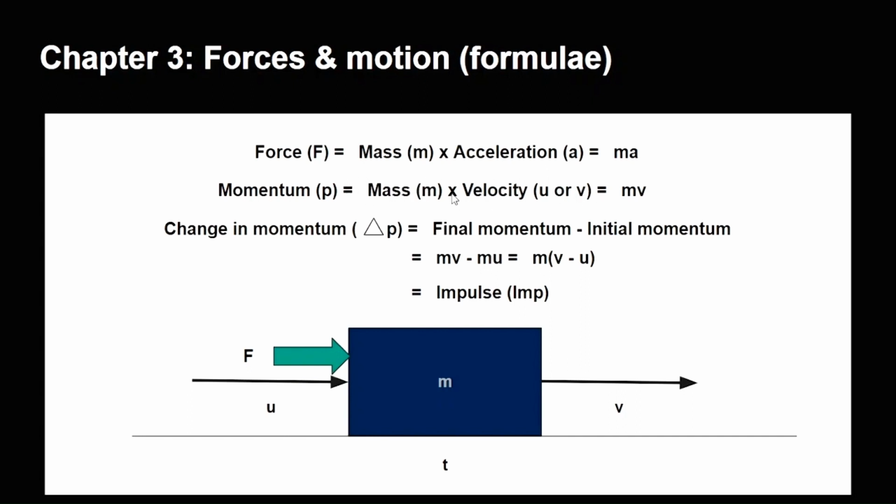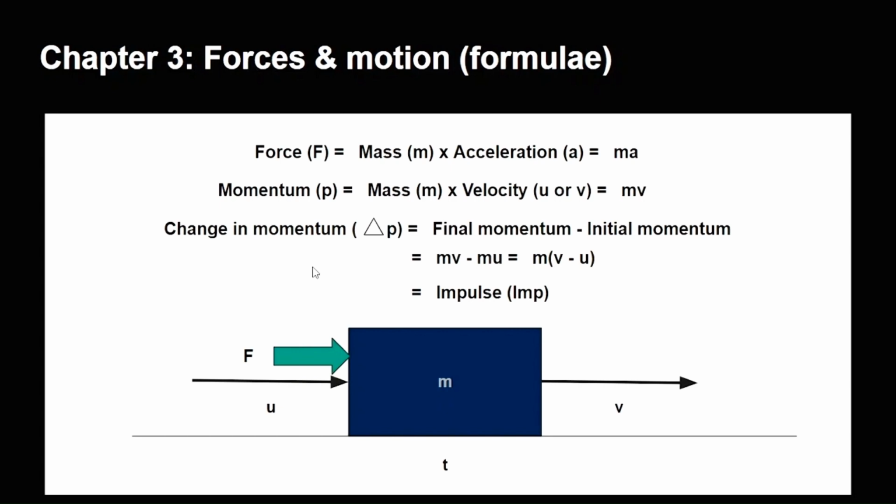And the units of momentum, the SI units, are going to be kilogram meters per second, because the SI unit for mass is kilogram. The SI unit for velocity is meters per second. So momentum will be measured in kilogram meters per second. So essentially, momentum looks at the velocity that a body with mass has when it's moving, right?